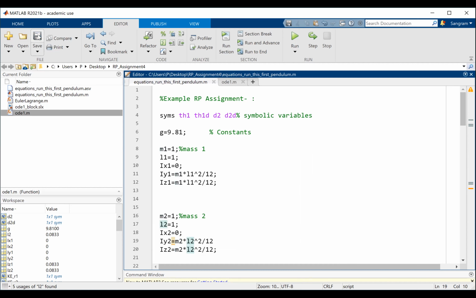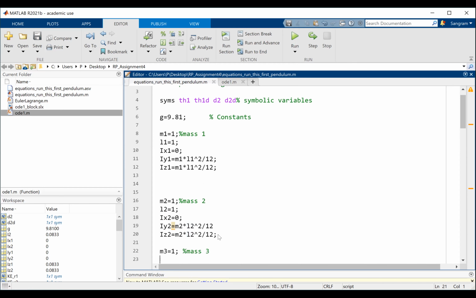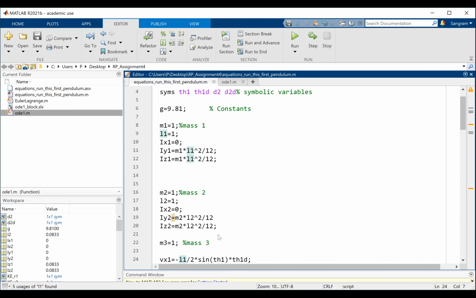And then Iz2 is going to be M2 L2 square by 12. So these are the inertia properties of mass 2. It goes without saying, M2 is equal to 1, but that means MX2, MY2, MZ2 is equal to M2, that is equal to 1. Everyone okay with this so far? This stuff is super important, by the way. So make sure you understand.